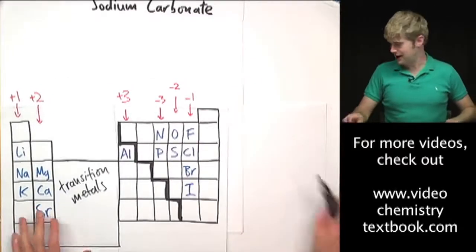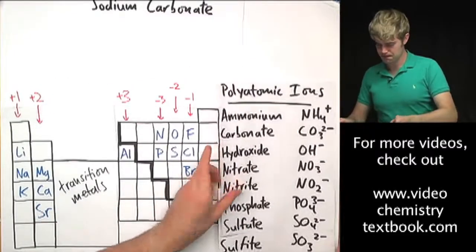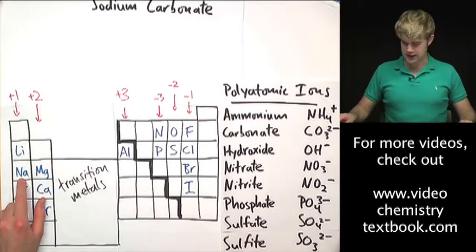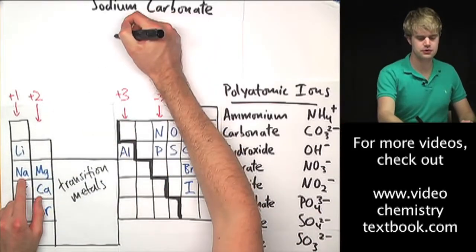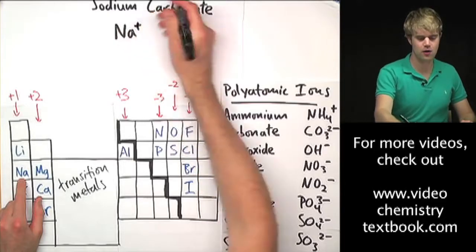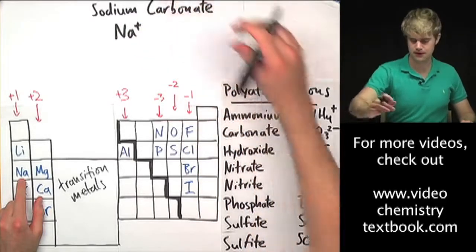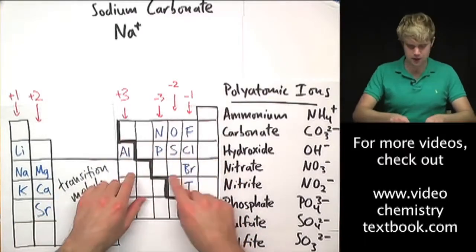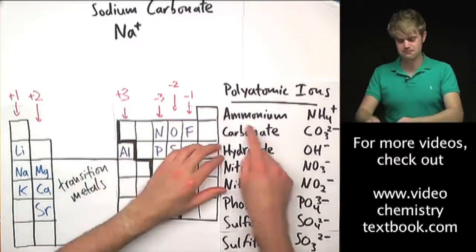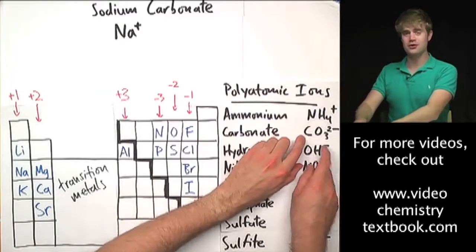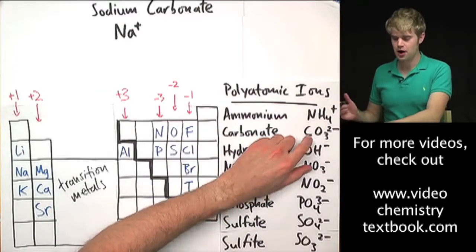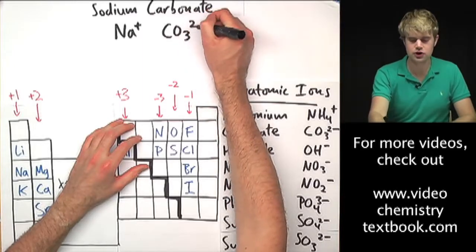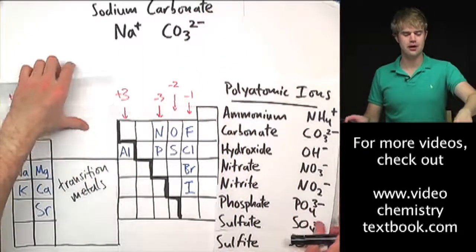Okay, sodium carbonate. Back to the periodic table, back to the list. Sodium here is in my 1+ column, so I'm going to write Na 1+. And carbonate is a polyatomic ion. Don't waste time trying to find carbonate on the periodic table. Just memorize this list and you'll know right away that it's a polyatomic. Carbonate is CO3, and this whole chunk of atoms together has a charge of 2-.